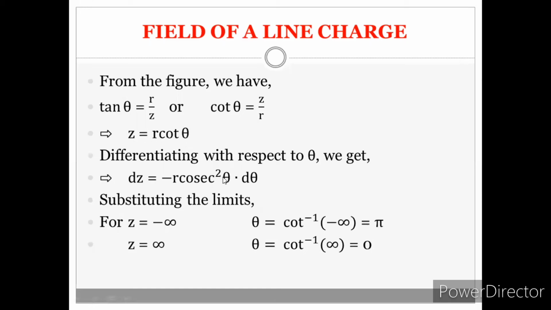Now differentiating the above equation with respect to theta, we get dz is equal to minus R cosecant square theta d theta. Differentiation of cot is minus cosecant square theta. Now since the limits are minus infinity and plus infinity, and we are replacing Z with terms of theta, we need to change the limits. So Z is equal to minus infinity: theta is cot inverse of minus infinity, which is pi, and Z is equal to infinity: cot inverse of infinity is 0.